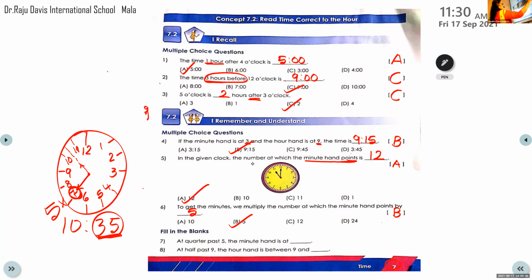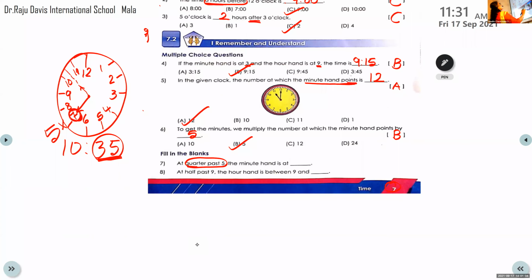Now next. Anunaya, unmute. Yes, ma'am. Question number 7. At 5:15. Tell me the time in the other way. If it is 5:15. We have learned 2 ways of writing the time, isn't it? With the dots and with quarter, isn't it? If it is 5:15, how we will write the time in the other way, my dear?